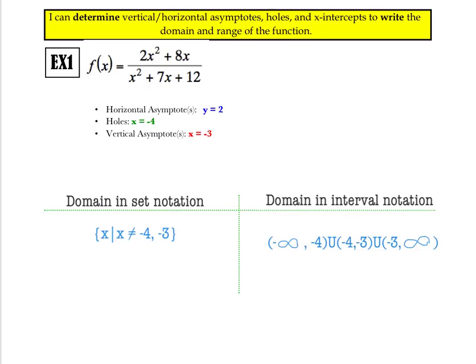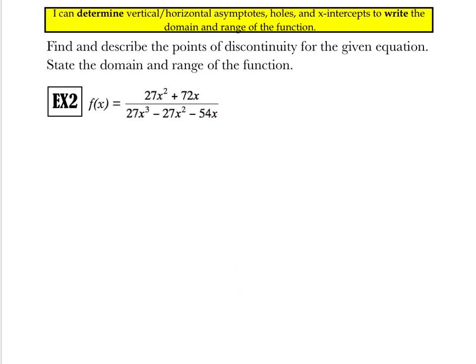Alright, so you should have recognized that we're talking about x values if we're talking about the domain. So there were discontinuities at x is negative 4 and negative 3. So the domain is going to be all x values such that x cannot be negative 4 or negative 3, which would put in interval notation from negative infinity to negative 4, that interval, negative 4 to negative 3 interval, and then negative 3 to infinity, and I'm going to union those together.